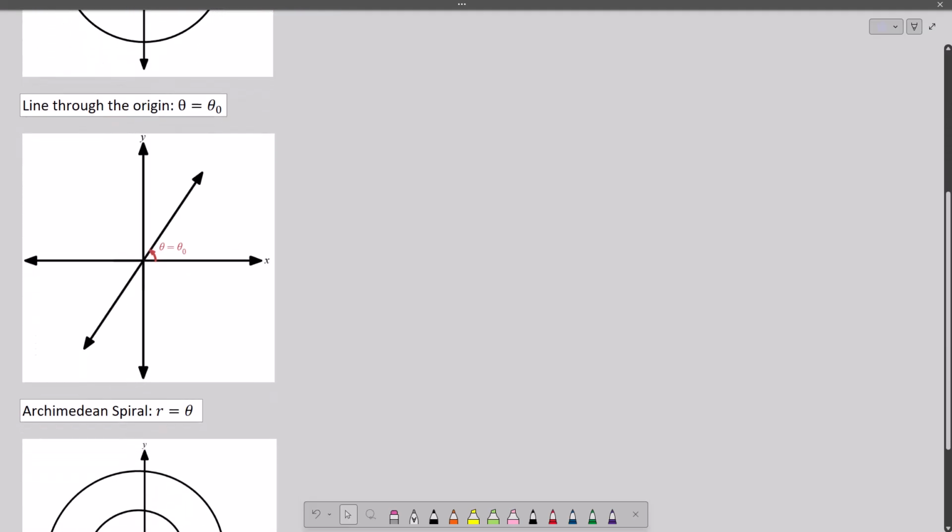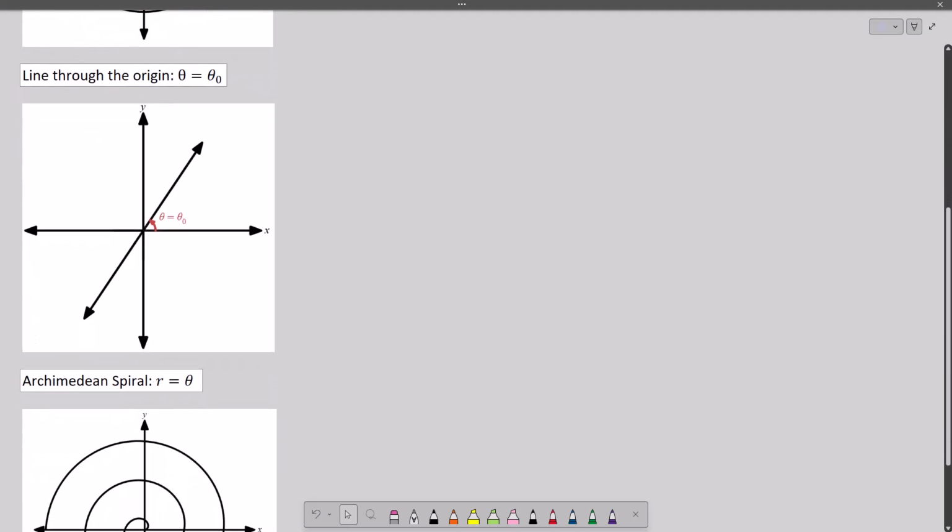Now, one of the reasons we allow these negative r values is for this. When theta is equal to a constant, so say theta is equal to pi over 4, that means we want all points where theta is pi over 4 and r can be anything.